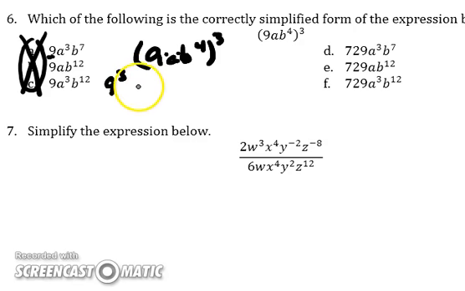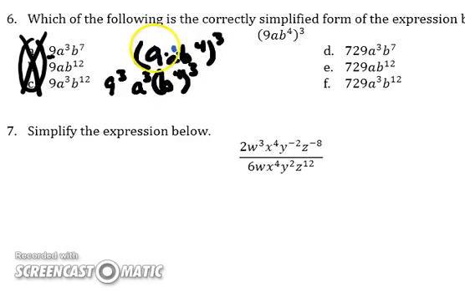And this only works with multiplication and division. If we have any addition or subtraction, we need to be really careful, because most of the time we won't be able to do something like this. This is 9 to the third power, a to the third power. Remember that it's understood that there's a 1 right here. There's an implied 1 when there's nothing else written. And this is b to the fourth power, and then raised to the third power.